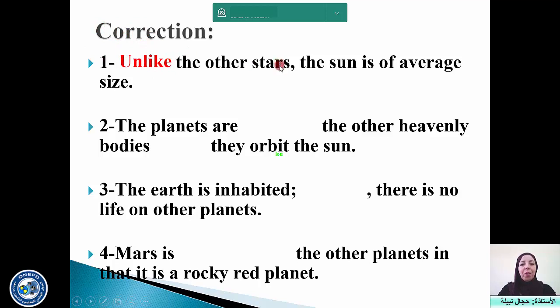Sentence 1. Unlike the other stars. So why did we choose unlike? Simply because there is no verb in the first part of the sentence, and as you can see, there is a comma in the middle. So we say, unlike the other stars, the sun is of average size.